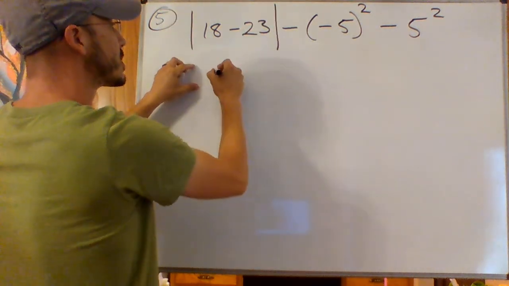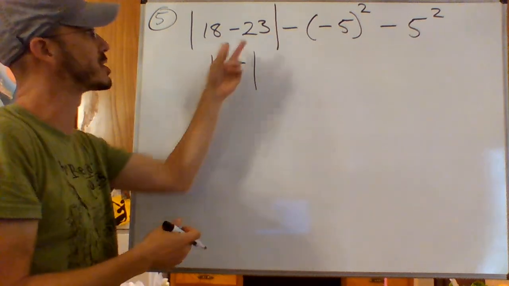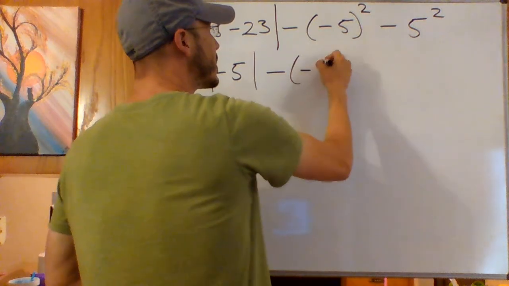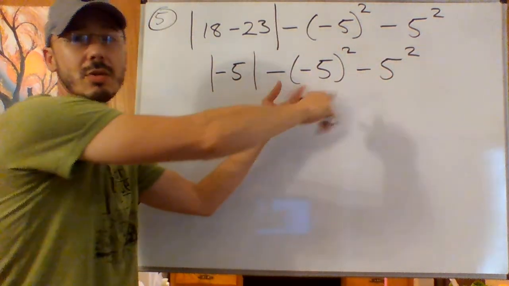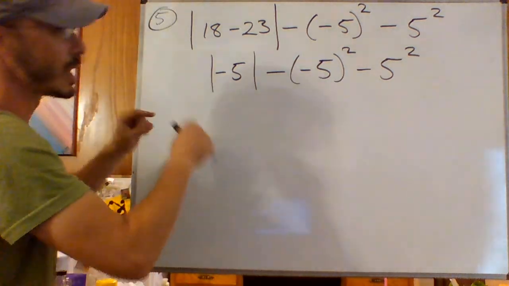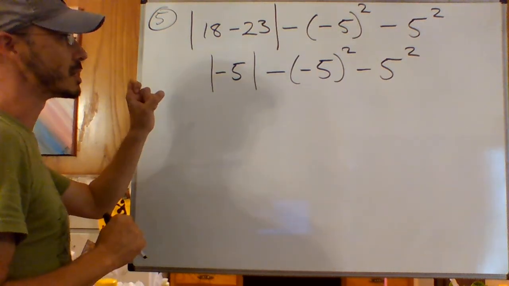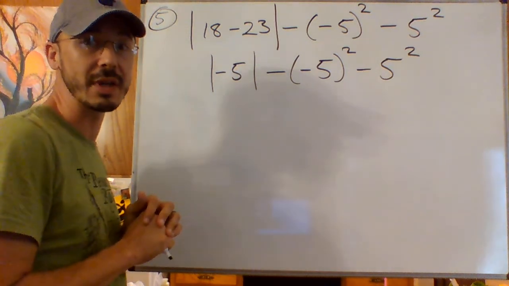18 minus 23 is negative 5. But I'm still going to have it in absolute values. I just did the subtraction. Minus negative 5 squared minus 5 squared. And you could do work on these terms also in that step, but I'm going to break it down to as few things in each step as I can. The next thing, well, there's kind of a couple things here.